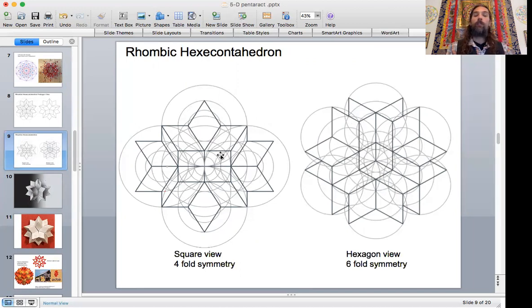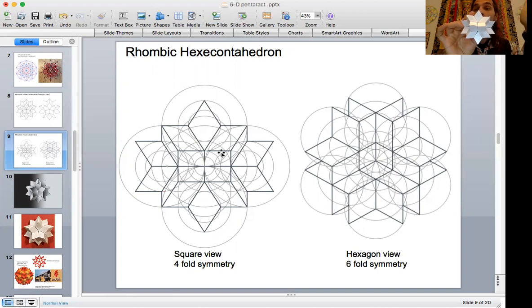Here it is in the fourfold symmetry. So this is the same shape, this rhombic hexecontahedron shape. There it is from the pentagon view. There it is from the hexagon type of view. And then the square orientation, let me see if I can line it up. It's going to be the same one as in the drawing, looking like that.